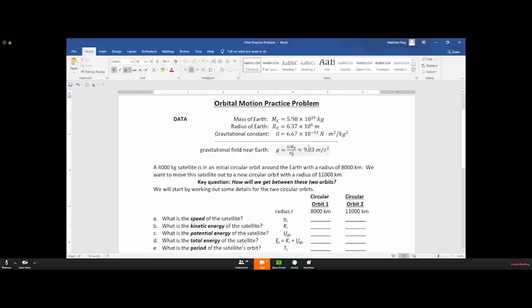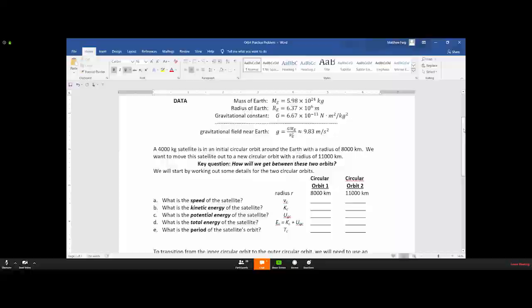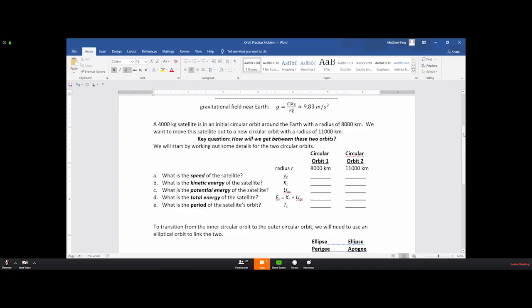Okay. I included the same information as at the top of another sheet. I don't think we're going to really need this gravitational field near Earth number, but definitely mass of Earth, radius of Earth, gravitational constant. In particular, capital G times capital M as a product is going to show up over and over again in pretty much every key scenario, every key equation or result. So here is the scenario.